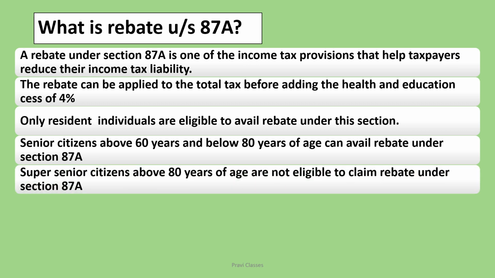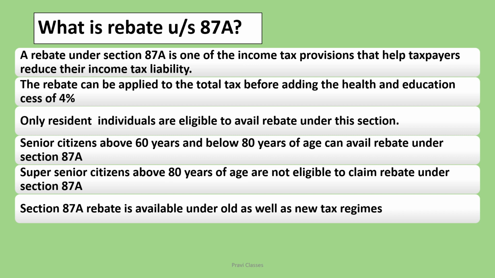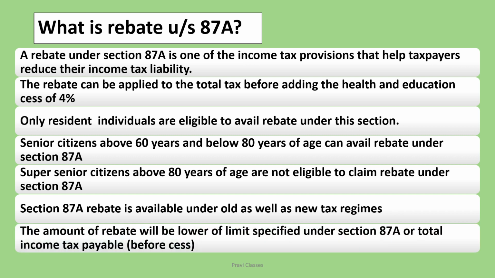Super senior citizens above 80 years of age are not eligible to claim rebate under Section 87A. Section 87A rebate is available under old as well as new tax regimes. The amount of rebate will be lower of limit specified under the section or total income tax payable before cess.